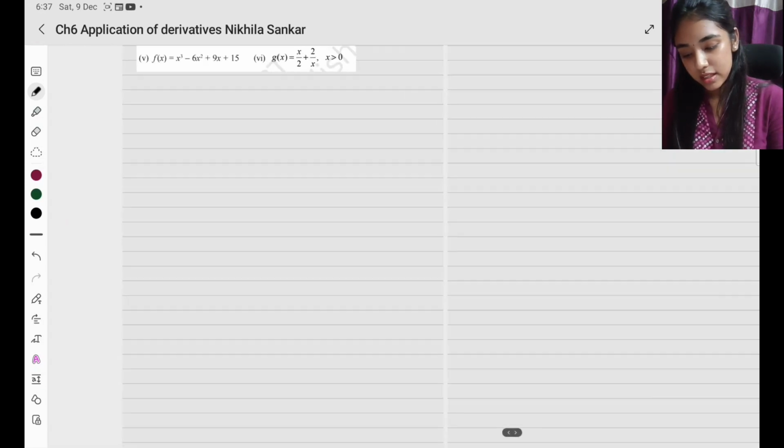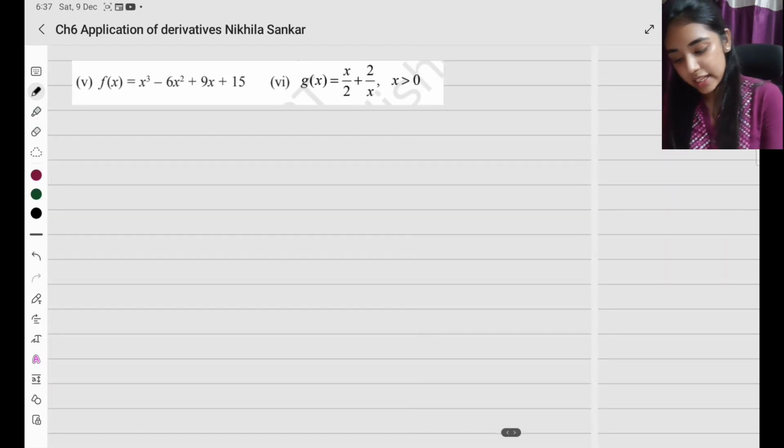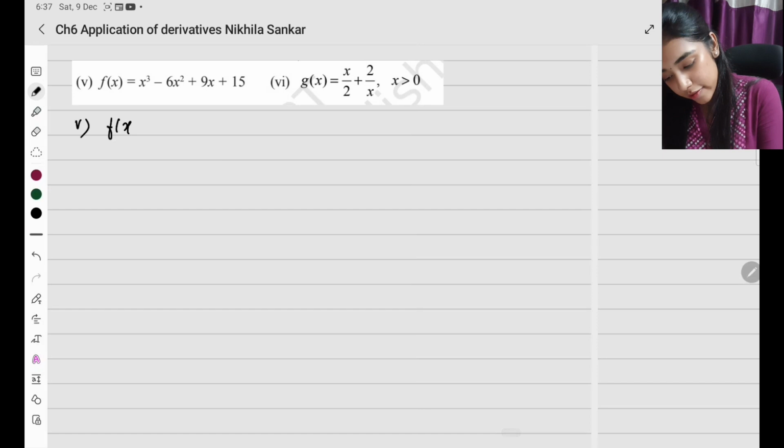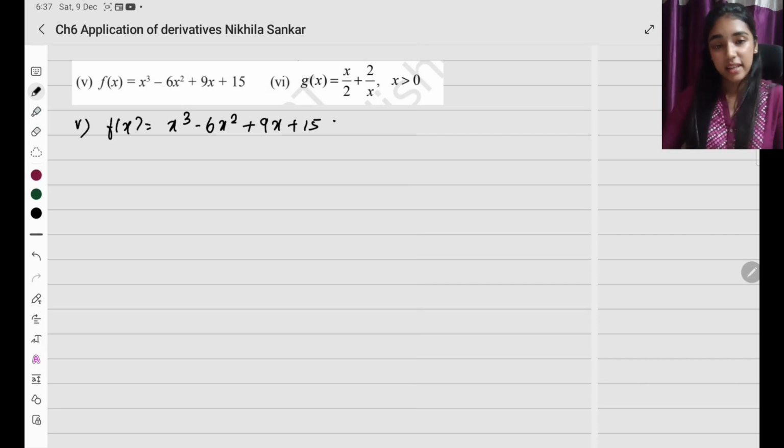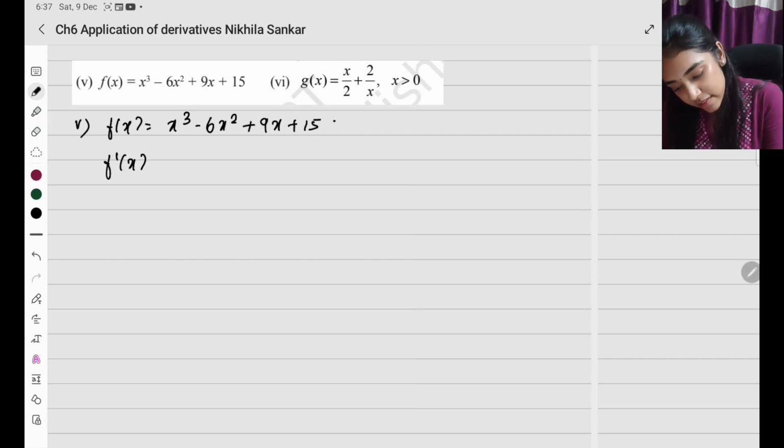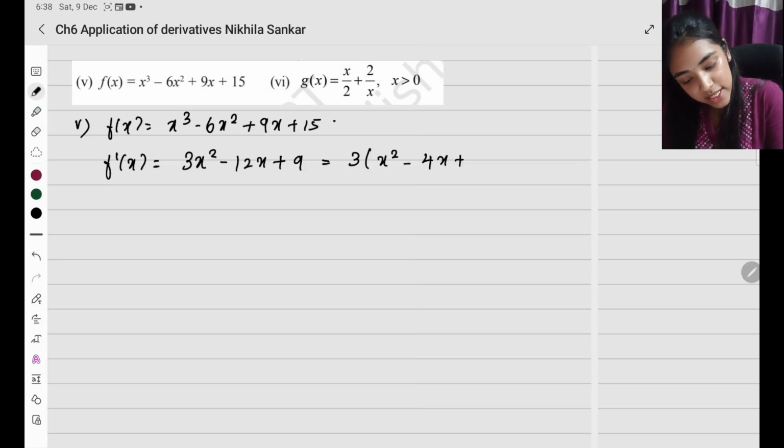Now, next subsection. So this is a little easy. Fifth, f of x equals x cube minus 6x square plus 9x plus 15. In the exam, always write the question once, so that we won't make mistakes. When you copy the question, check the minus and plus signs carefully. And I find the first derivative, it is going to be 3x square minus 12x plus 9. From here, I can take 3 outside. So x square minus 4x plus 3.